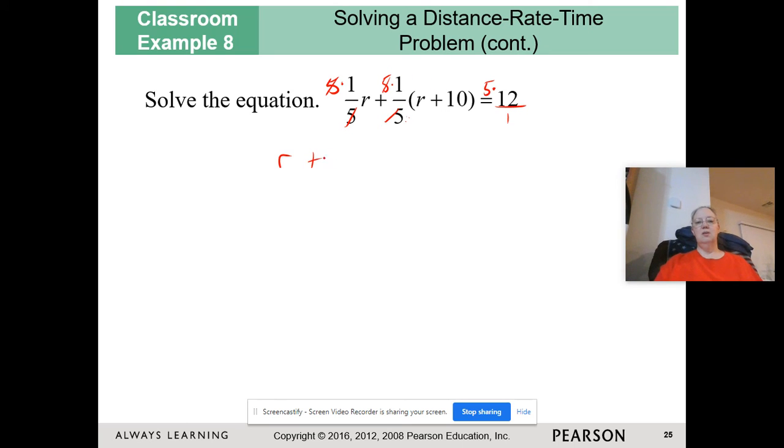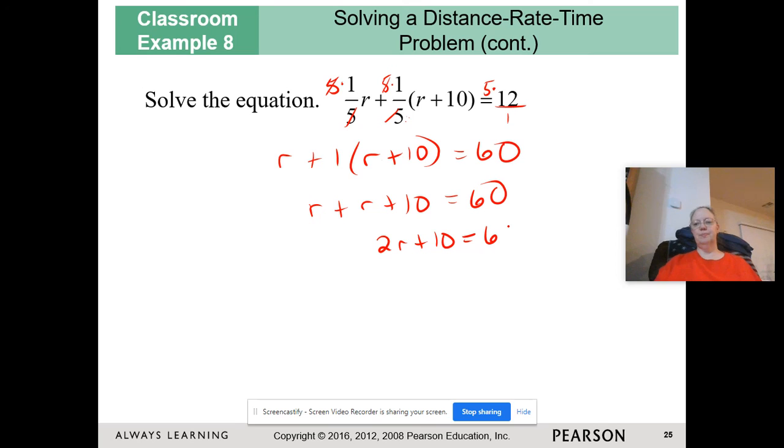Cancel. Wait to distribute. If I just distribute a 1, I just end up with r plus 10. So 2r plus 10 equals 60, combine like terms, and subtract our 10. 50, and divide by 2, my brain's tired, r is equal to 25.